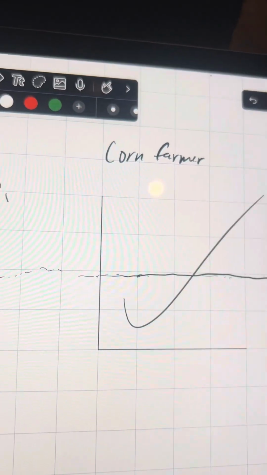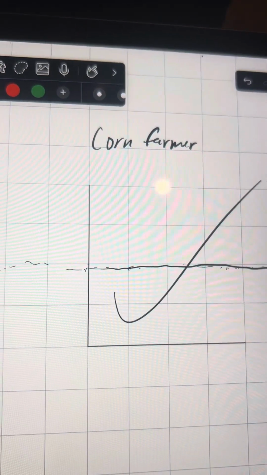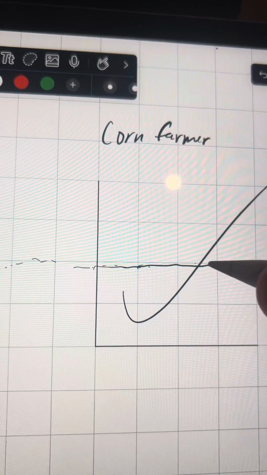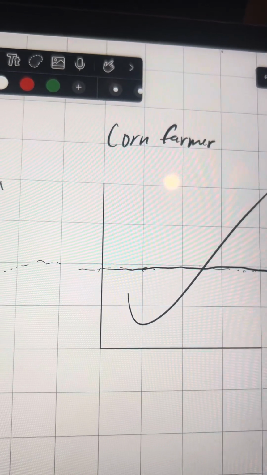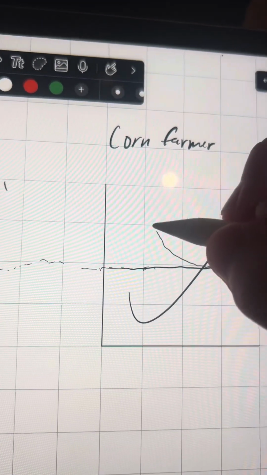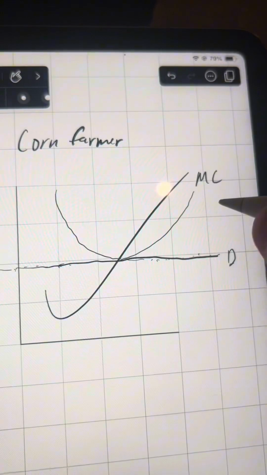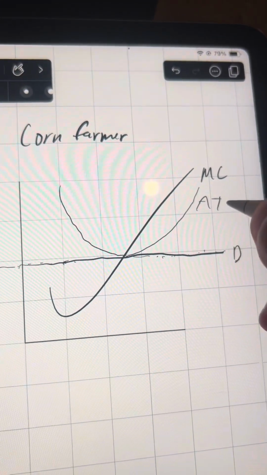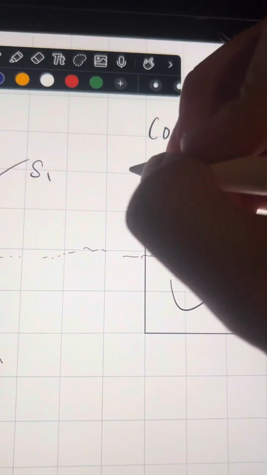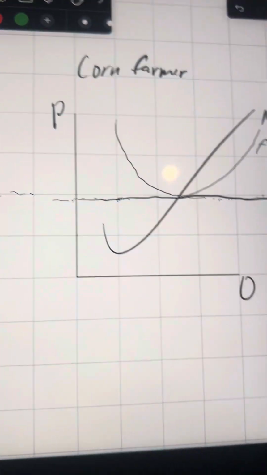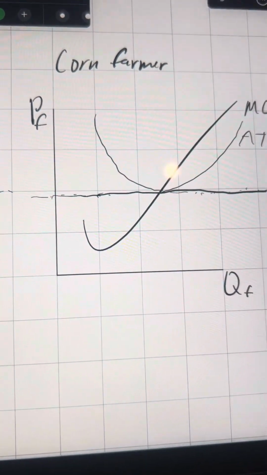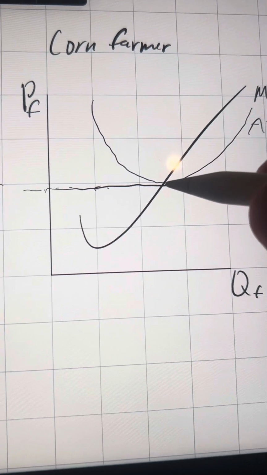Oops. Nice little swoosh. Marginal cost. And then ATC is going to match up with demand and MC. Then immediately slope up. Label that as ATC. Then we're going to label our axes. They're going to be P, Q, F. And right here, everything lines up.